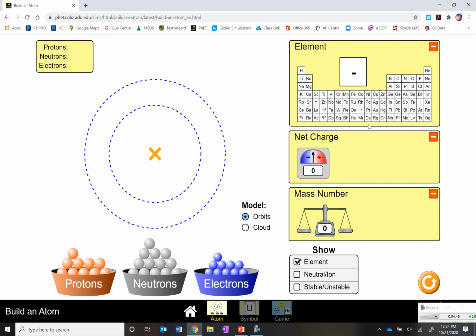Now, to give you a little other idea to represent our atoms, we said that the number of protons represents our atomic number, which also represents our element.